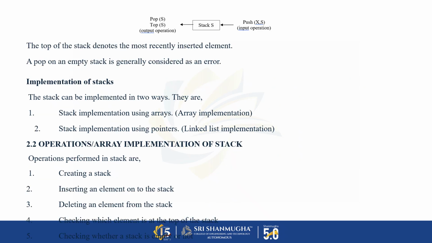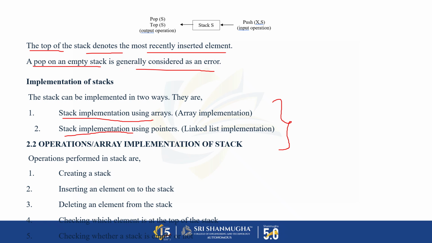Generally, we have pop of S and top of S for a stack. Similarly, push X onto S is the input operation, and pop is the output operation. The top of the stack denotes the most recently inserted element, and a pop on an empty stack is generally considered an error. Next, the implementation of stacks. There are two implementations: implementation using arrays and implementation using pointers.